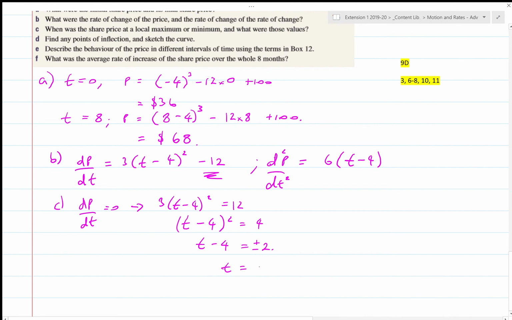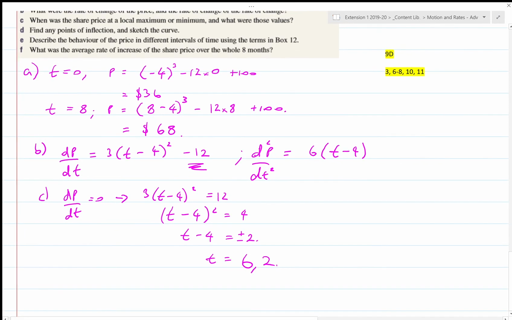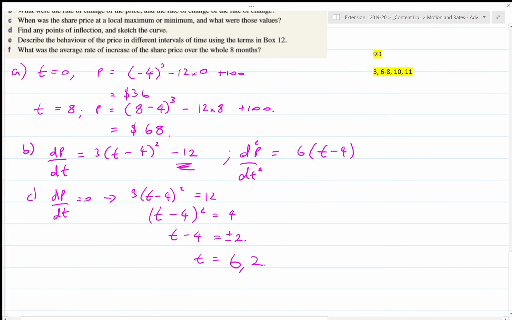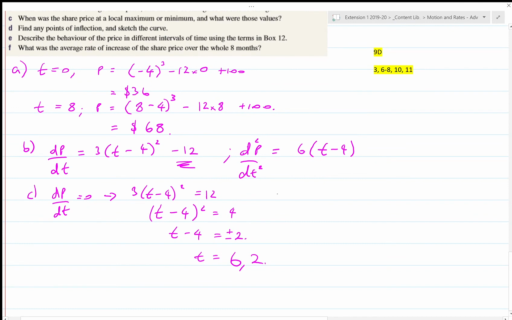You've got to be really careful here. This is not plus or minus 6. It's 4 plus 2, which is 6, or 4 minus 2, which is 2. If you did plus or minus 6, go away, punish yourself, come back. No chocolate allowed until you get something right.